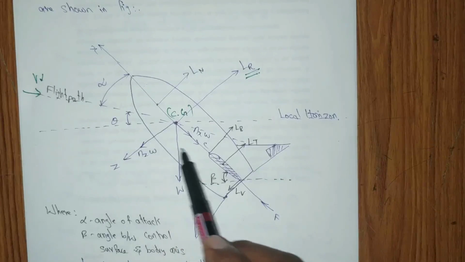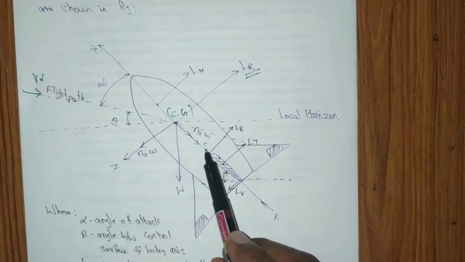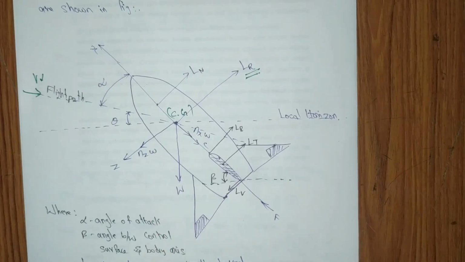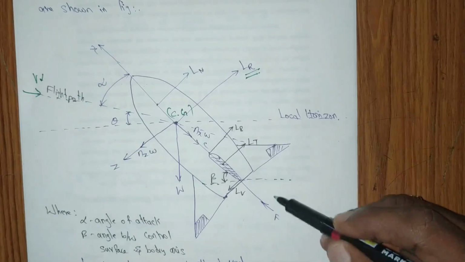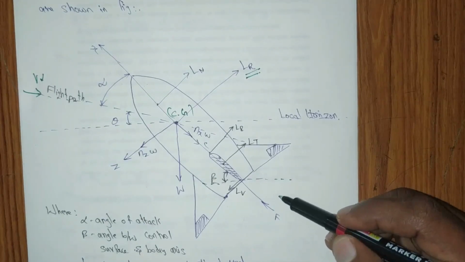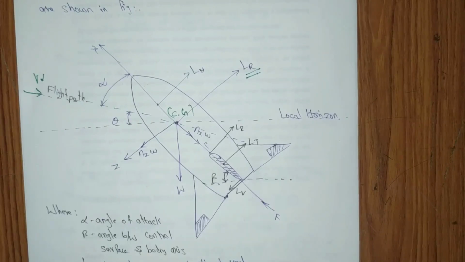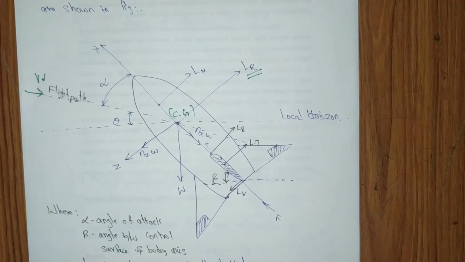So we have the normal force and chord-wise force. This is chord-wise force C, and normal force NZ. So this force is called NZ into weight, right? So we have another force, the thrust force, right? These are the forces which act in a particular case, where all the forces and moments are included when the vehicle passes through the atmosphere, right?